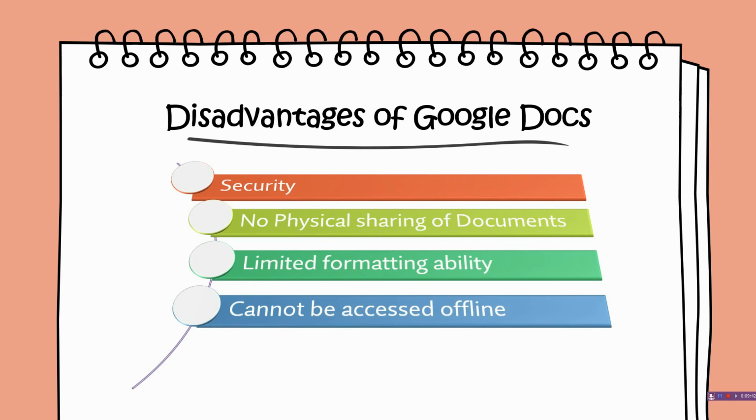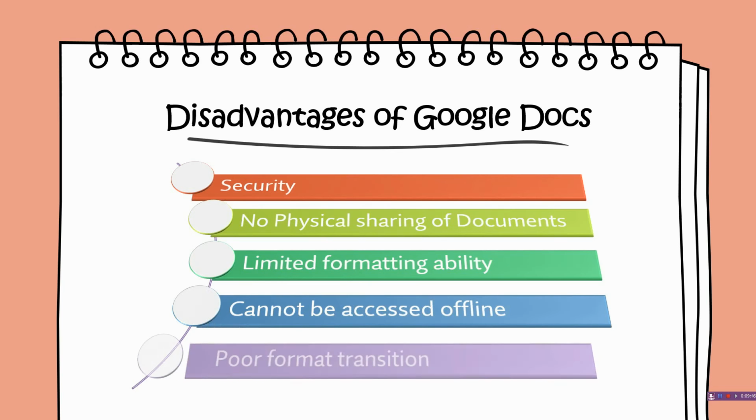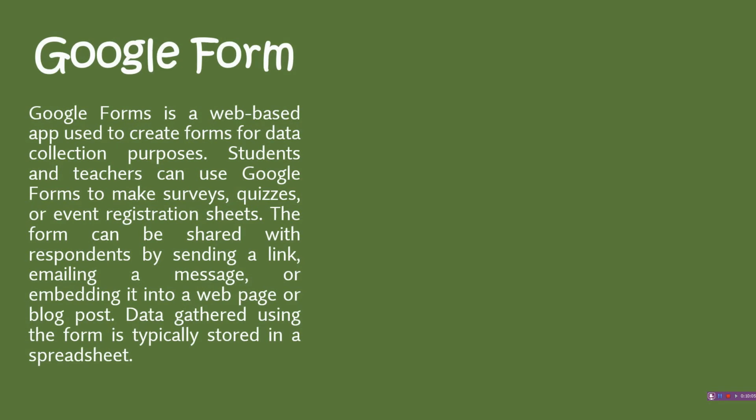Next is cannot be accessed offline. Yes, it cannot be accessed offline. If you want to access your Google Doc, then you have to be online to access that particular doc. And poor format translation. If the document is not exported properly, then the format translation can be poor. So these were the disadvantages of Google Docs.